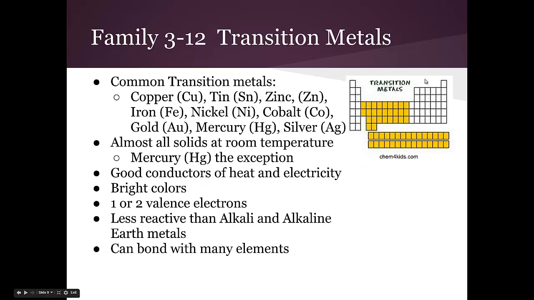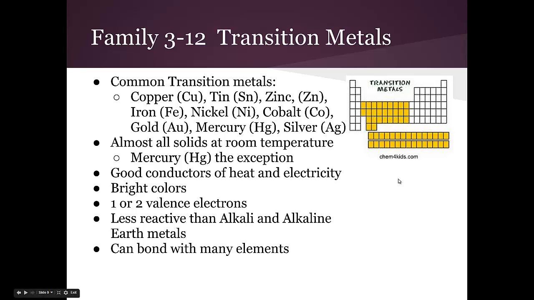The next rather large section is called the transition metals, and we group them all together in families 3 through 12, or groups 3 through 12. Some common ones you've probably heard of: copper, tin, zinc, iron, nickel, cobalt, gold, mercury, and silver. These are all also solids at room temperature. Mercury is an exception. It is a liquid at room temperature. They are good conductors of heat and electricity, like all the metals. They tend to have bright colors, and they will have either 1 or 2 valence electrons. They are less reactive, but they can bond with many elements.